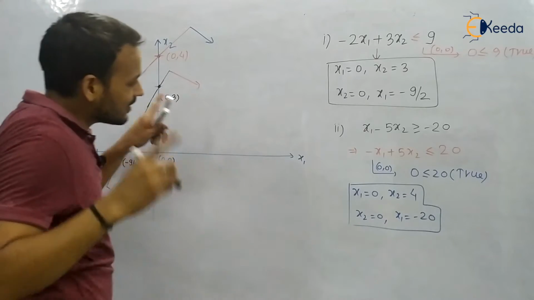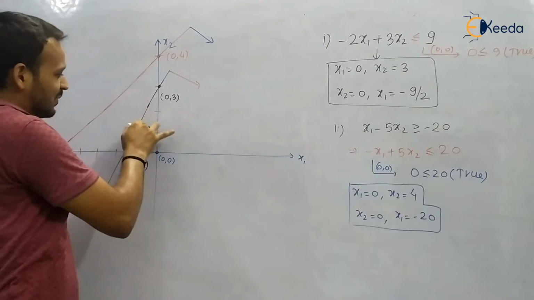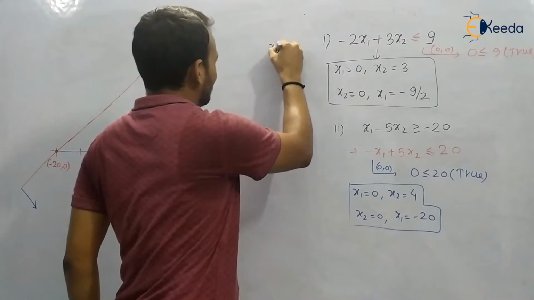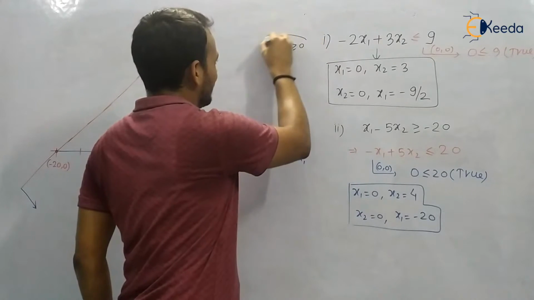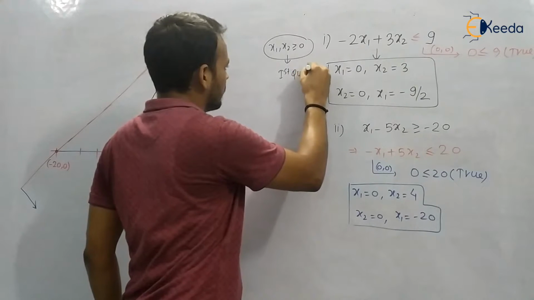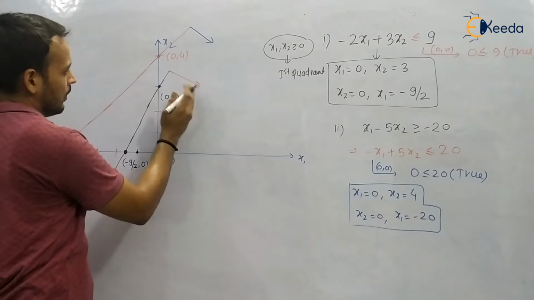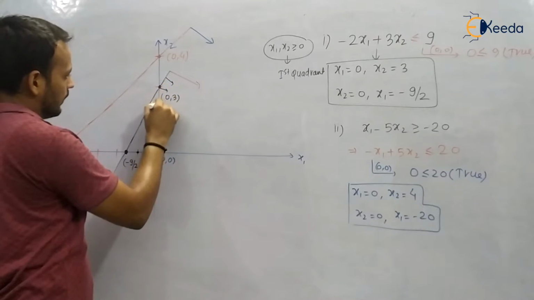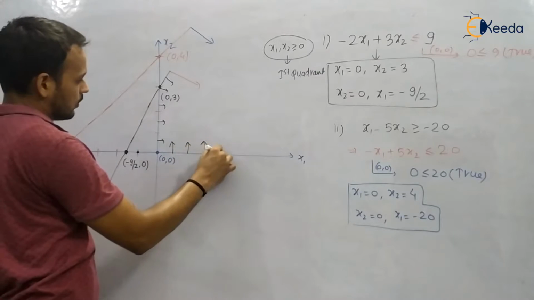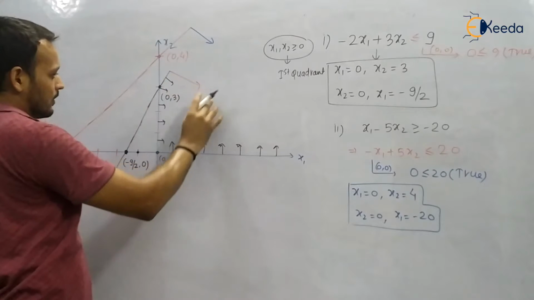And the third restriction, most important: you will think that this is our feasible region, but not, because the third restriction says that x1, x2 are greater than or equal to 0. You have to restrict yourself to the first quadrant. So in the first quadrant, x2 is greater than or equal to 0 and x1 is, you will get this point. So you can see that this is your feasible region.